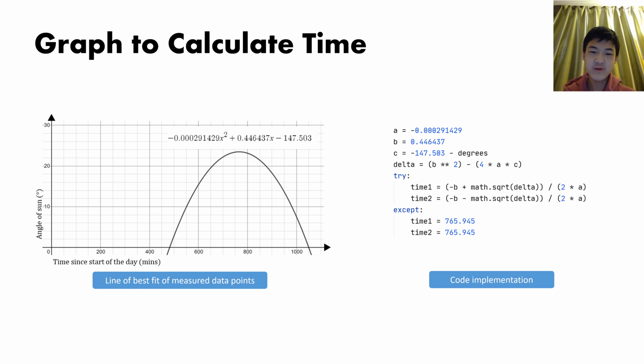To represent this relationship, I've measured a few points and plotted them onto a graph. As you can see, each value of angle of the sun in the sky has two intersections with the curve, which gives us the AM time and the PM time. In practice, if the angle of the sun in the sky is required, the time can be calculated by solving the quadratic equation of the curve.